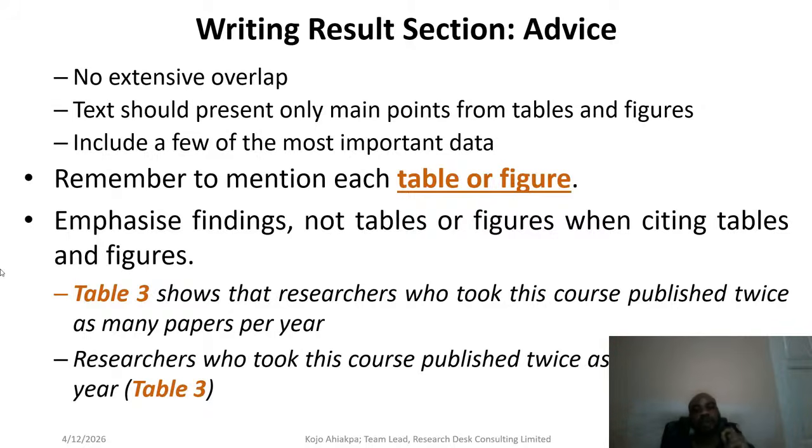Remember to always cite the figure or the table that you are referring to in your interpretation. Emphasize findings, not the tables or figures, when you are citing them. An example: Table 3 shows that researchers who took this course published twice as many papers per year. This is a wrong way to present it, because you are putting the attention on Table 3. The attention should not be on Table 3. The next one is the most acceptable format: researchers who took this course published twice as many papers per year. You see, the attention is now focused on the researchers who took the course, not the table.